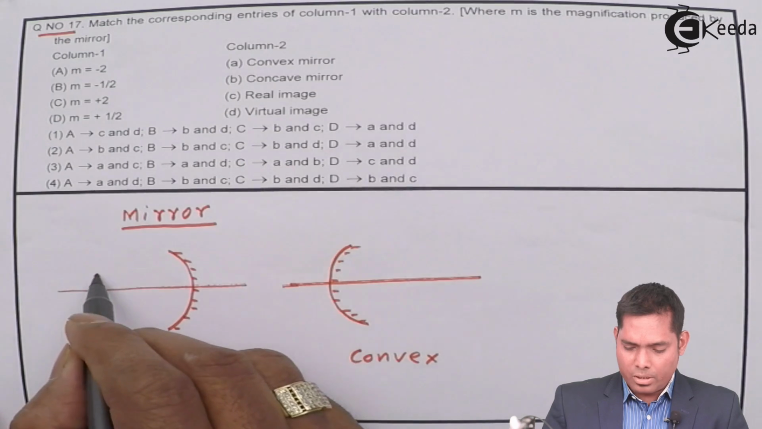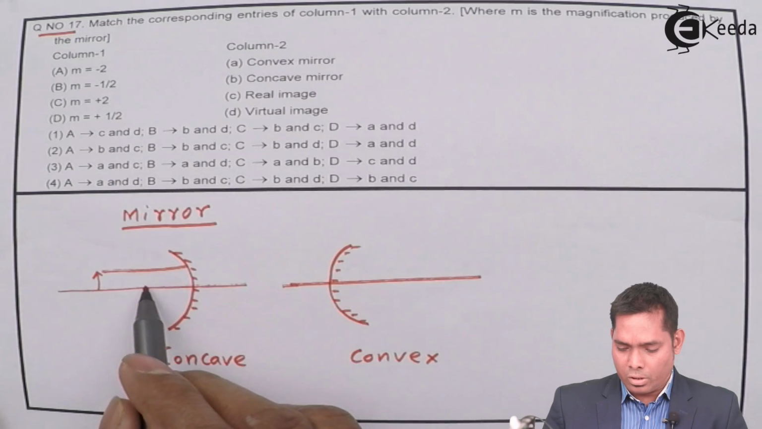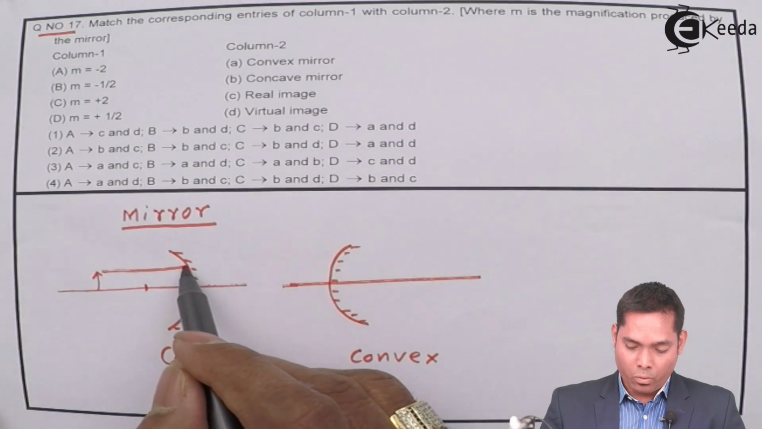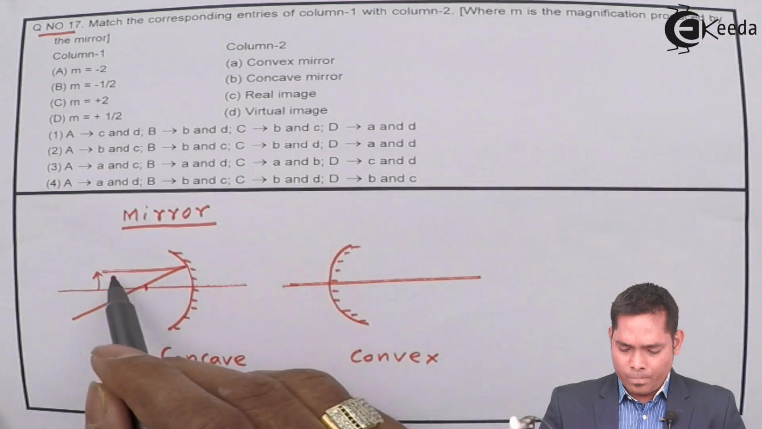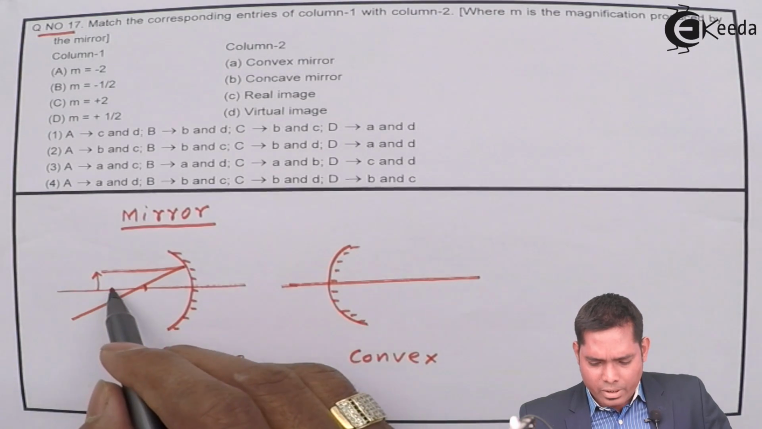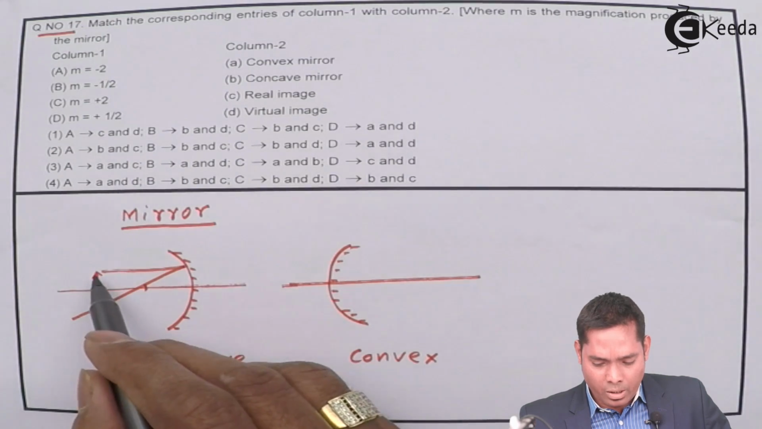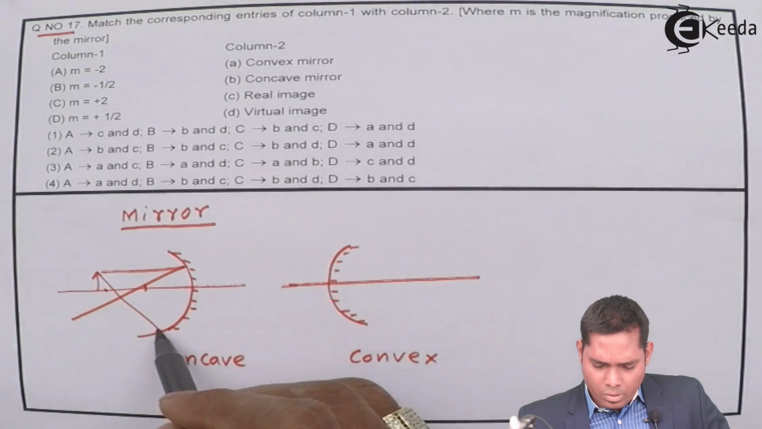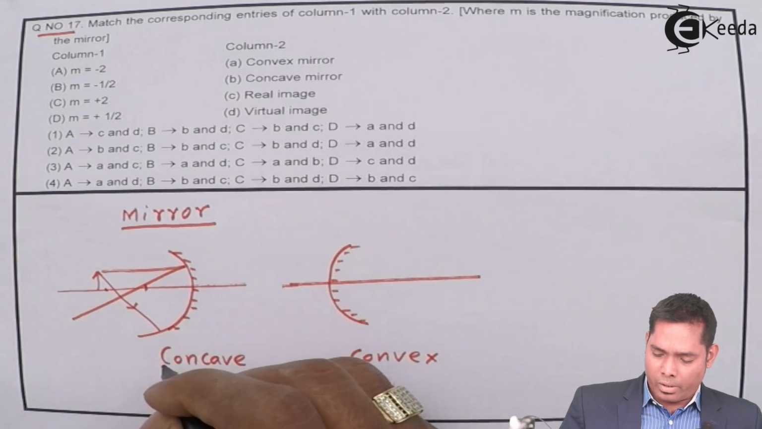Here, if I place an object, and this is the focus, then the parallel rays will pass through the focus. And suppose rays through the center of curvature will go undeviated. I can have a ray like that only.